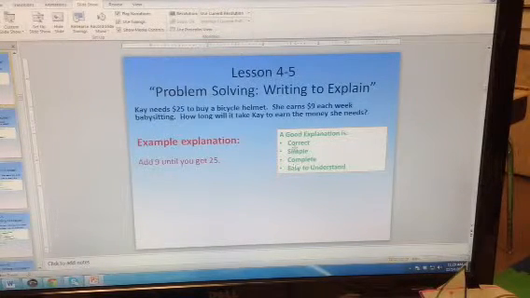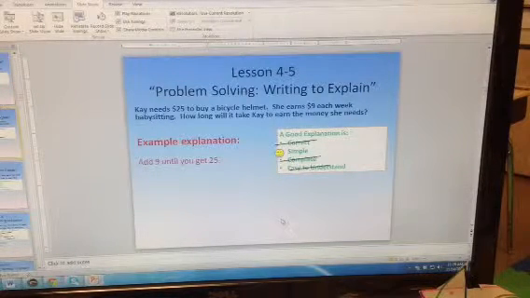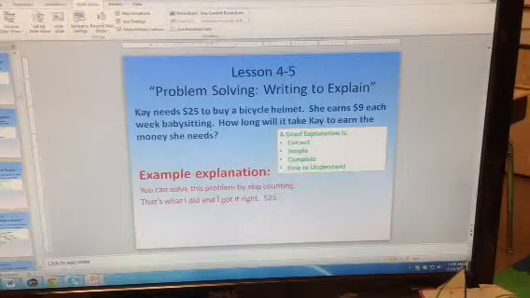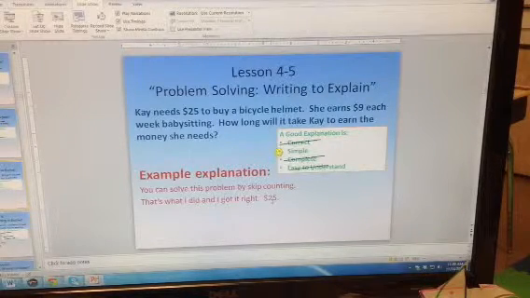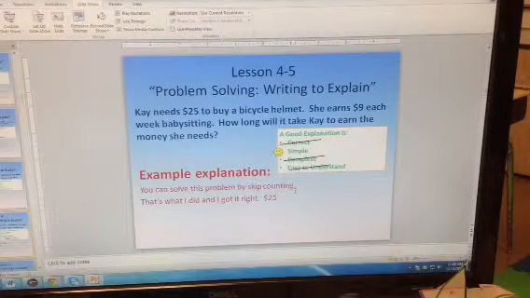Which of these bullet points does that complete? Is it a correct answer? Is it a simple answer? Is it a complete answer? Is it easy to understand? I thought it was simple, but none of the others. This person says you can solve this problem by skip counting. That's what I did, and I got it right, $25. We said simple, but not correct, complete, or easy to understand.